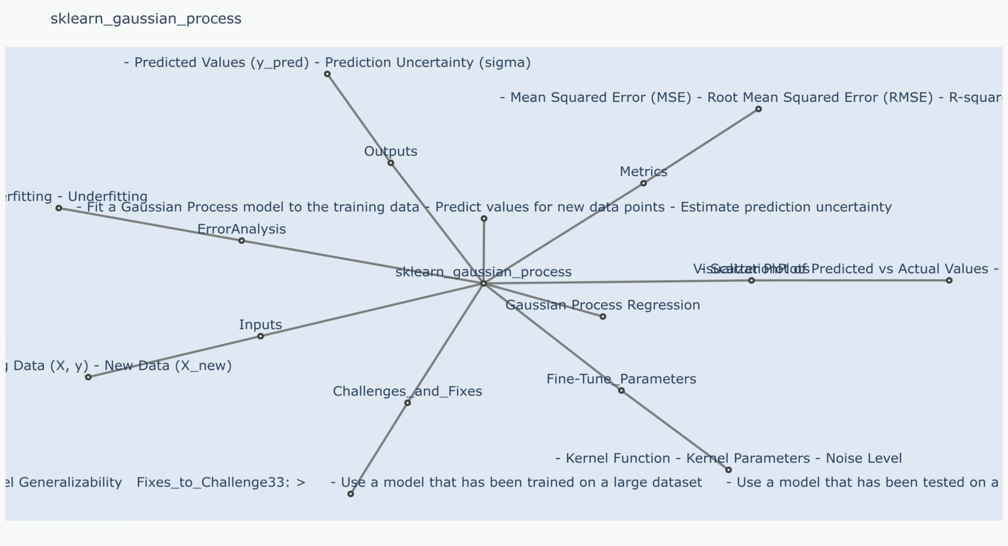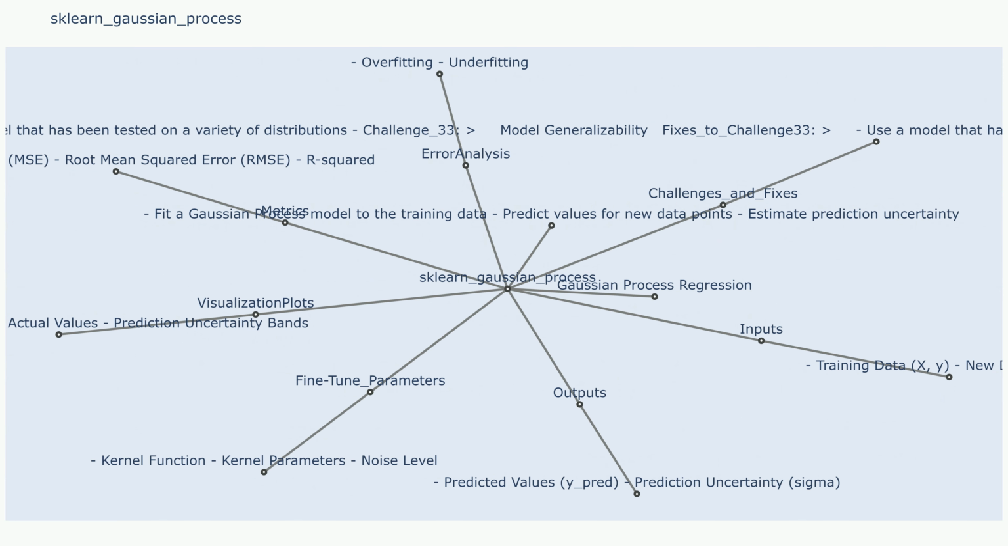Metrics. Mean squared error (MSE) measures the average squared difference between the predicted values and the actual values. Root mean squared error (RMSE), the square root of the MSE, provides a more interpretable measure of prediction error. Log likelihood measures how well the model fits the training data.